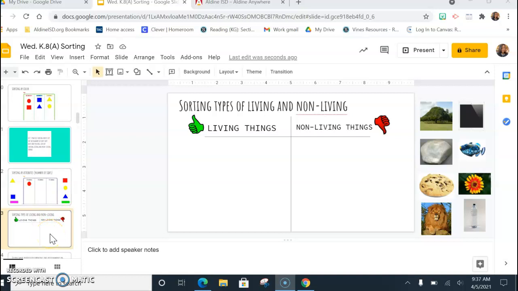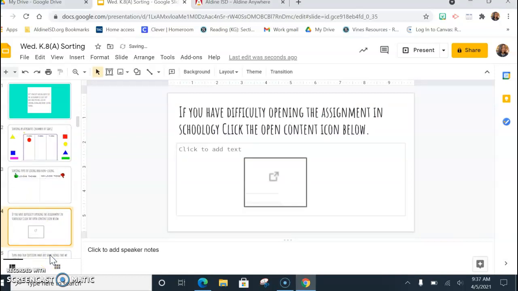Also, if you have trouble opening the assignment, when you click on the link, make sure you click on the open content icon if the link does not open up when you click on it, okay? This will allow the link to open up and for the student to complete the assignment. Please be sure to click this icon before contacting your child's teacher about not being able to access the assignment.